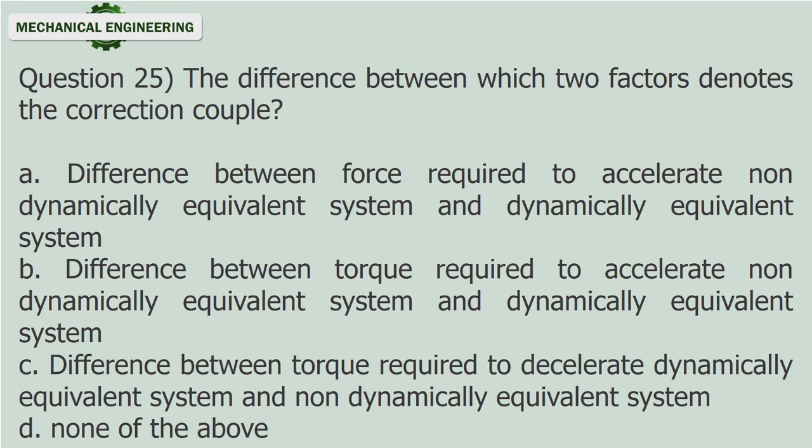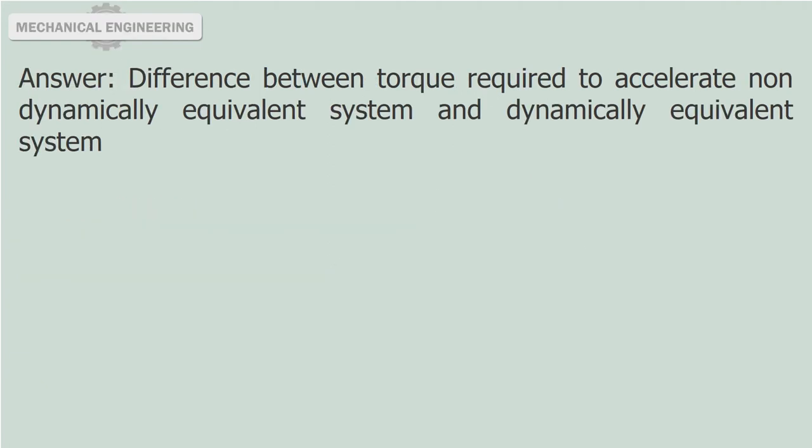Question 25. The difference between which two factors denotes the correction couple? A. Difference between force required to accelerate non-dynamically equivalent system and dynamically equivalent system. B. Difference between torque required to accelerate non-dynamically equivalent system and dynamically equivalent system. C. Difference between torque required to decelerate dynamically equivalent system and non-dynamically equivalent system. D. None of the above. Answer: difference between torque required to accelerate non-dynamically equivalent system and dynamically equivalent system.